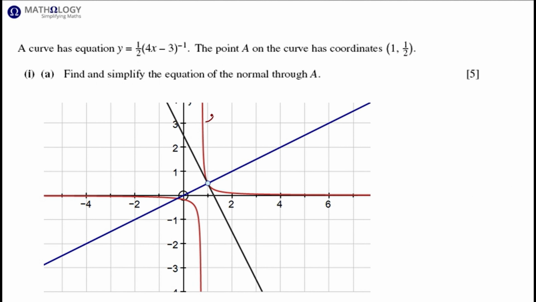And we're going to illustrate this as well. The curve, the red curve, is f of x, the tangent is the black line, which we'll just call g of x, and the blue line is the normal, which we'll call h of x. And the tangent is perpendicular to the normal, and we have the point A over here, which is (1, 1/2).